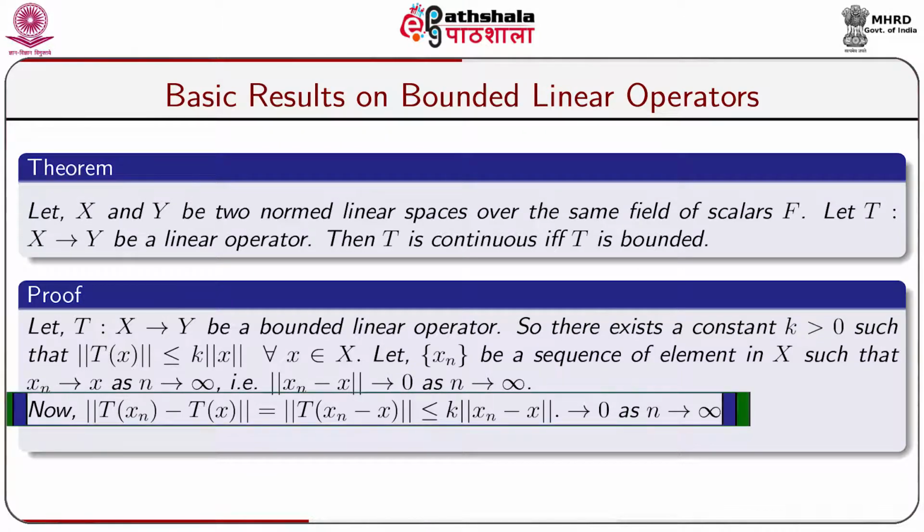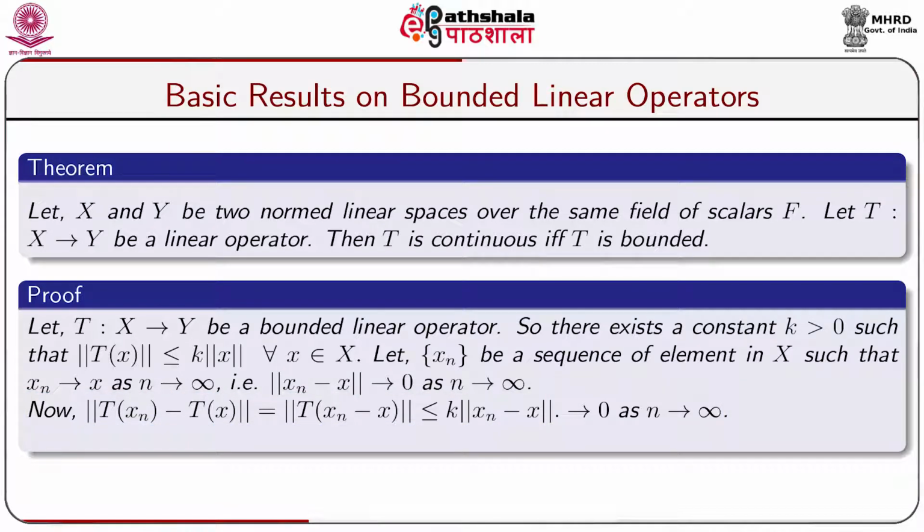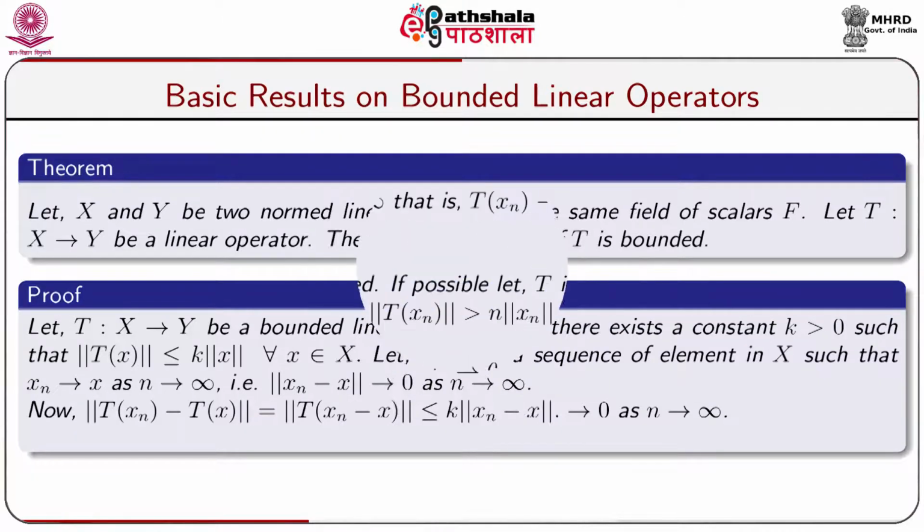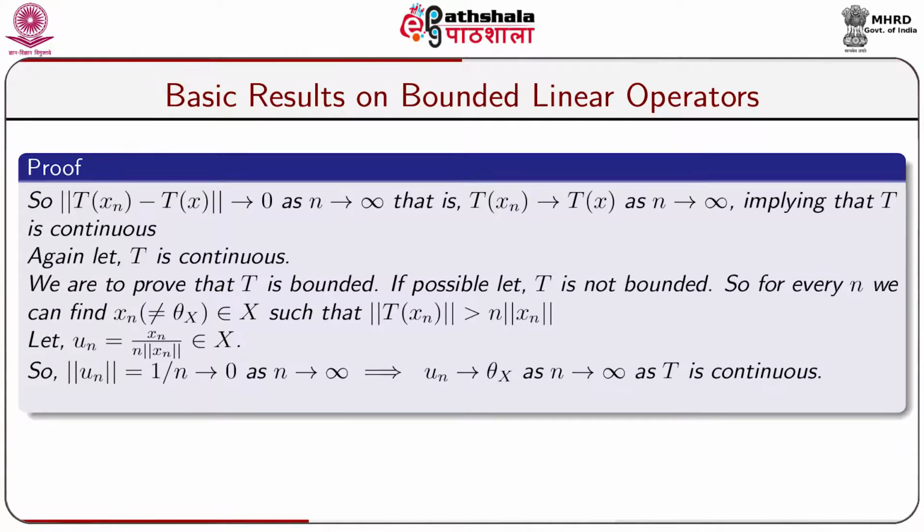Now, norm of T x_n minus T x, which is equal to norm of T(x_n minus x) by the linearity of capital T, which is less than or equal to k into norm of x_n minus x, and tends to 0 as n tends to infinity. So, norm of T x_n minus T x tends to 0 as n tends to infinity, that is T x_n goes to T x as n tends to infinity, implying that T is continuous.